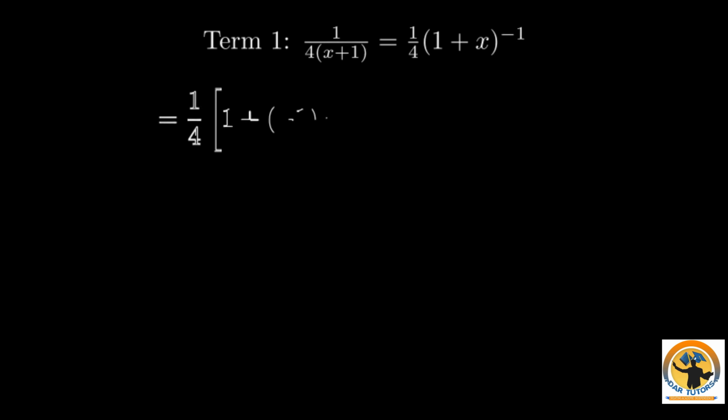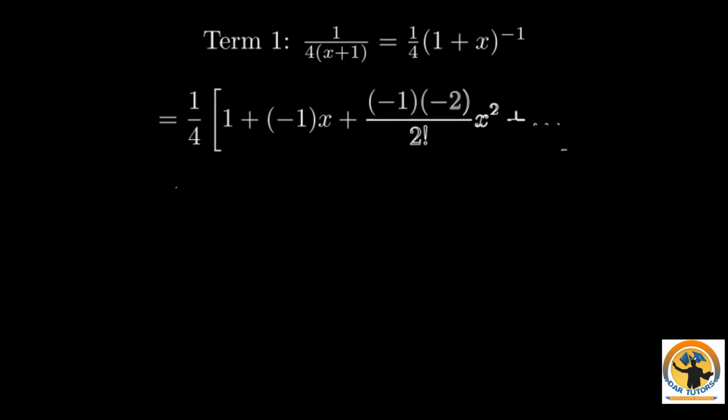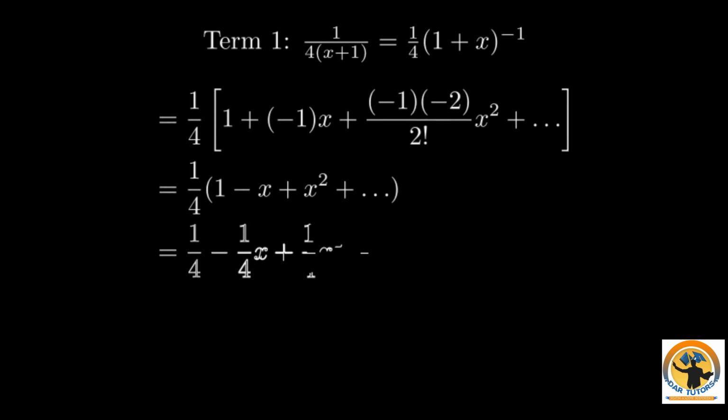Let's expand the first term. We have 1 over 4 times (x plus 1). We can rewrite this as 1/4 times (1 plus x) to the power of negative 1. Now we expand (1 plus x) to the power of negative 1. Using the formula with n equals negative 1, we get 1 minus x plus x squared, and so on. Multiplying by 1/4, we get 1/4 minus 1/4 x plus 1/4 x squared. This expansion is valid for the absolute value of x less than 1.